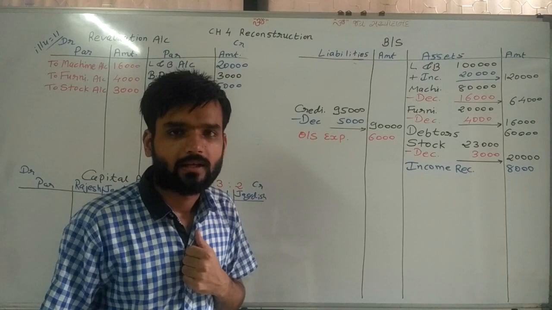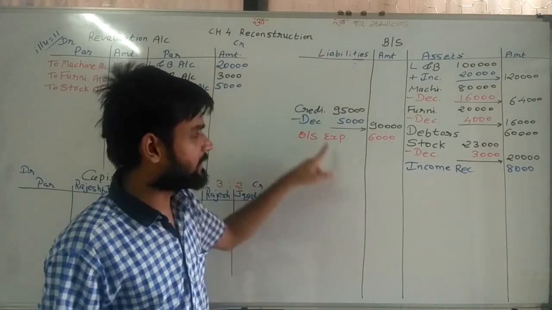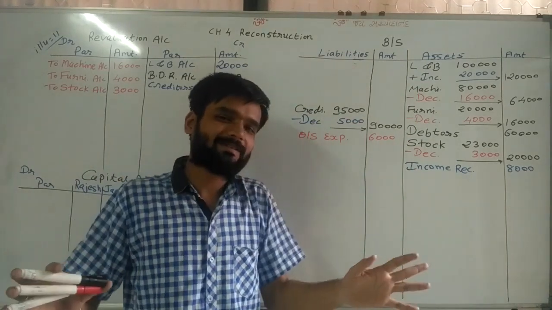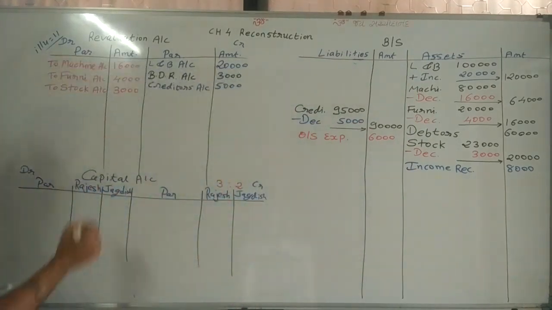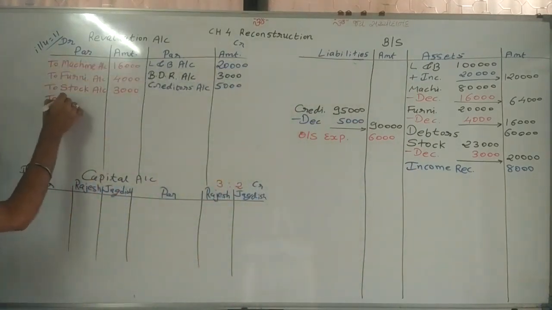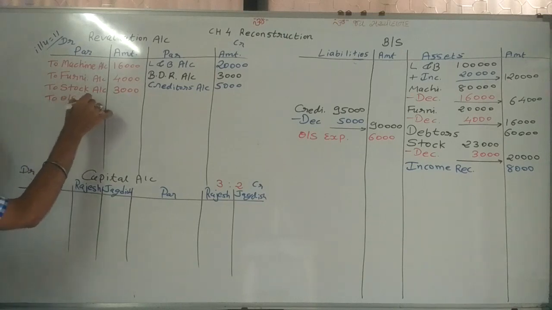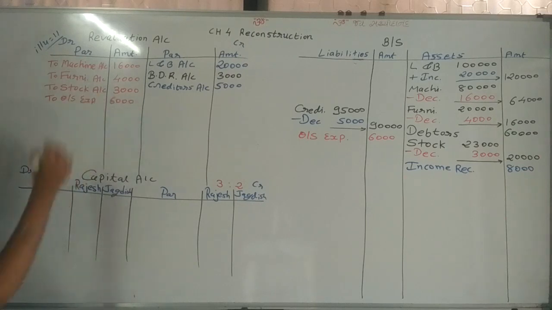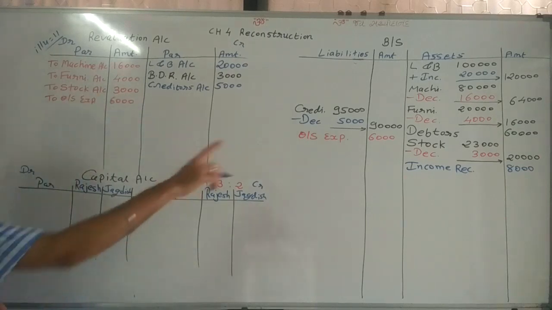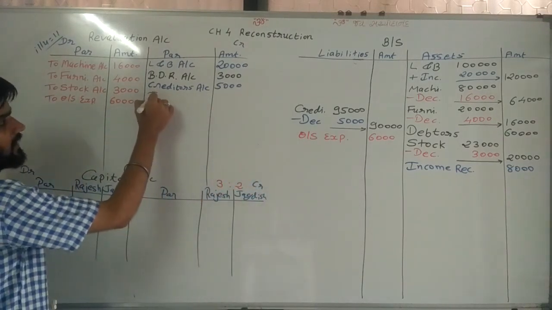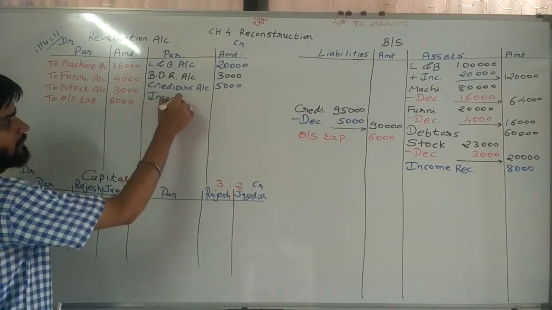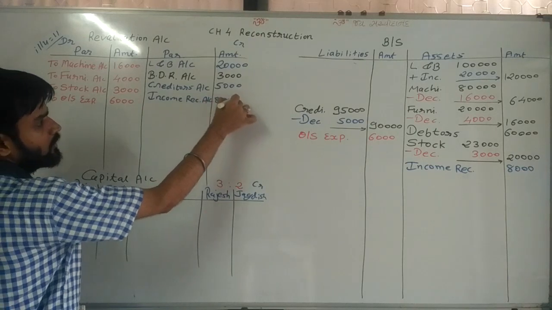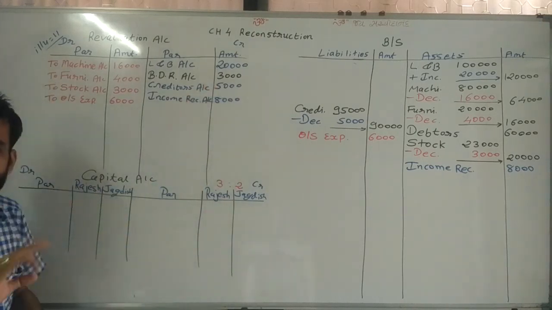Asset. So now happy or sad? Liability increase, sad. Asset increase, happy. So here we are writing to outstanding expense account 6,000 rupees. And same way, sir, asset increase, income receivable account 8,000 rupees. Simplest one.